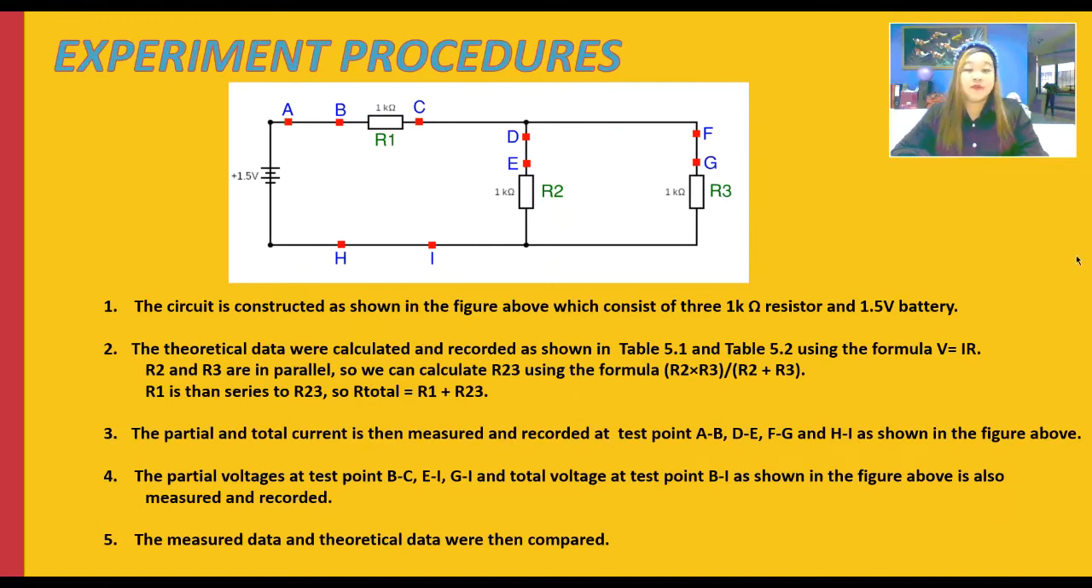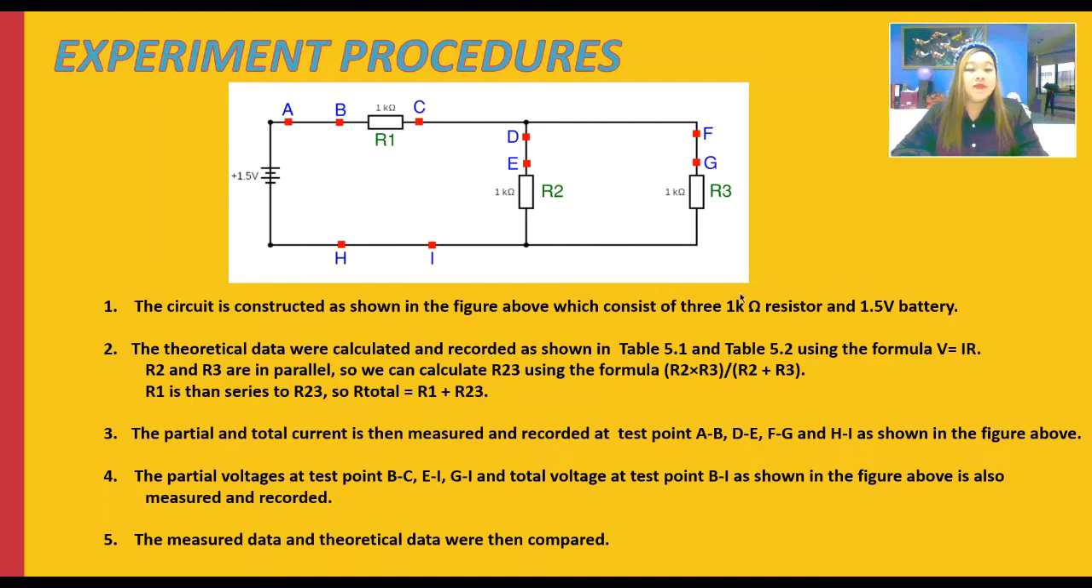This is the experiment procedure. The circuit is constructed as shown in the figure above, which consists of three 1K ohm resistors and one 1.5 volt battery. The theoretical data were calculated and recorded as shown in table 5.1 and table 5.2 using the formula V equals IR. R2 and R3 are in parallel, so we can calculate R23 using the formula R2 times R3 divided by R2 plus R3, and R1 is then in series with R23, so the total will be R1 plus R23.